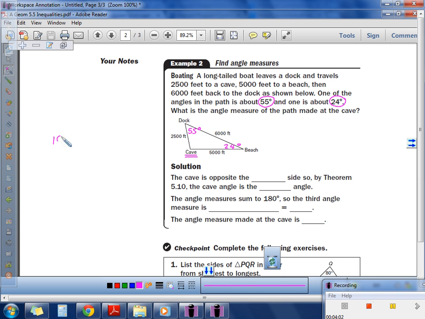All right, so our good old 180 trick. Inside angles of a triangle add to 180. So if we subtract those given numbers from 180, what do we get? So we get 101. So double check. Is 101 obtuse? Bigger than 90? Yes, definitely. The cave angle will be 101 degrees. Pretty simple.